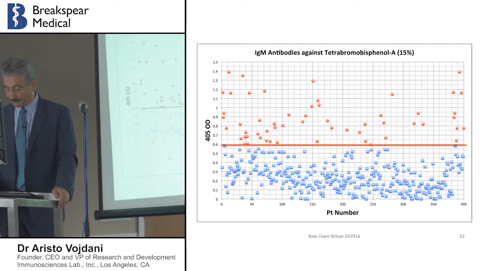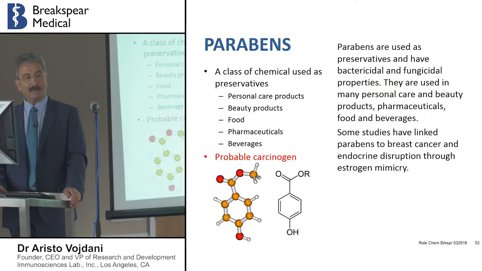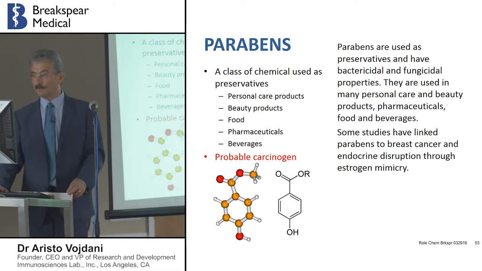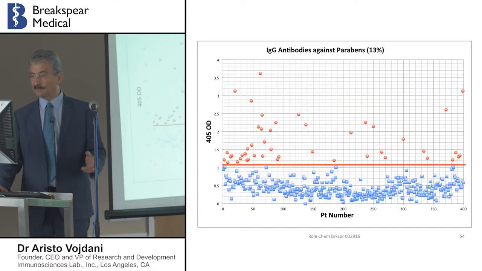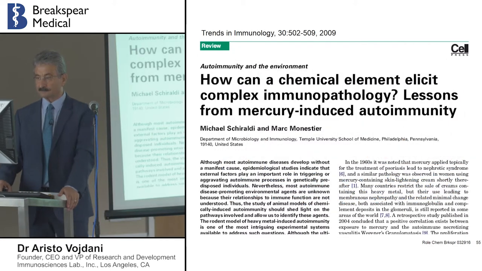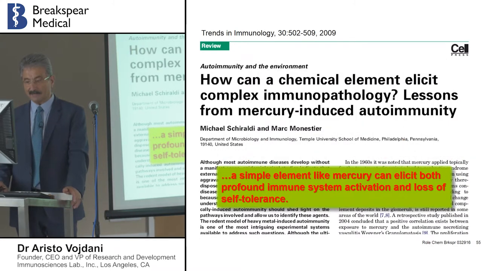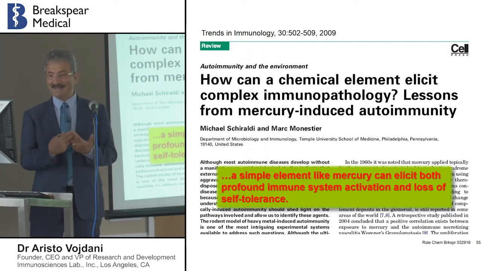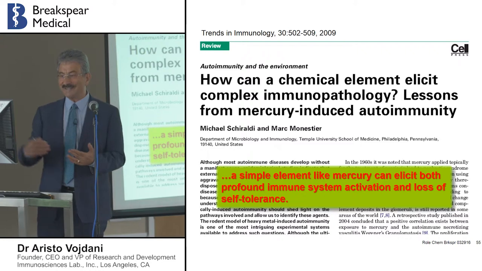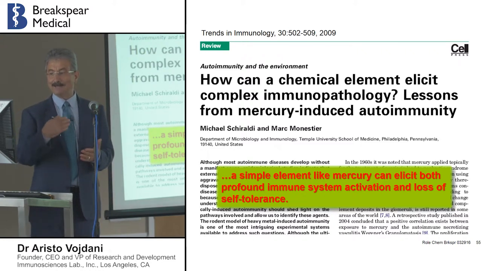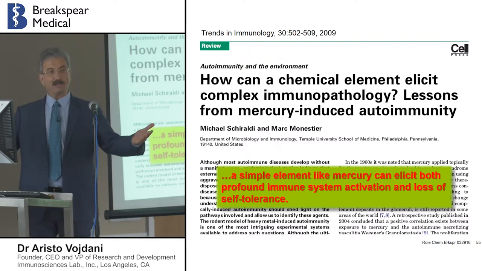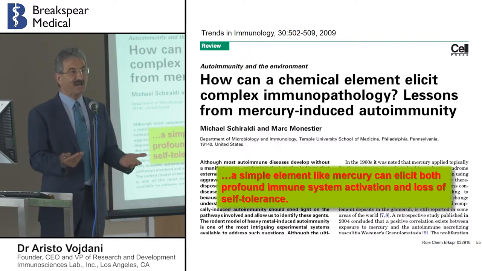So we found 15% reacted to tetrabromobisphenol A. Parabens in cosmetics is responsible also for so many problems, and therefore we found 13%. Then heavy metals. Again, look at the title. How can a chemical element elicit complex immunopathology? Lessons from mercury-induced autoimmunity. This is in a journal called Trends in Immunology, 2009.